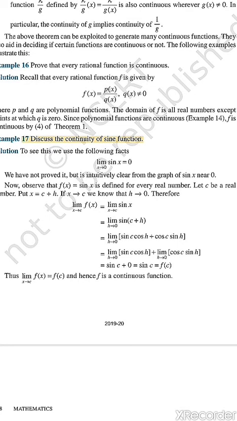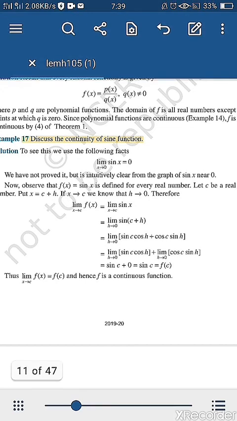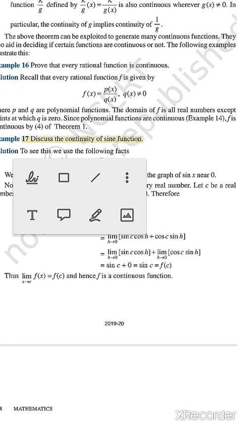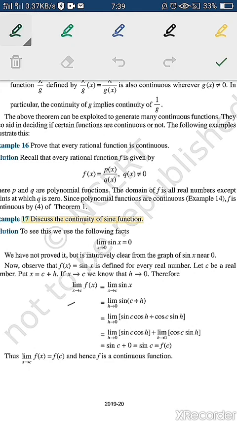Here you have to just find the limit of f of x as x approaches c. Once you find the limit as x approaches c of f of x, you will put f of x as sine of x. Now, limit x tends to 0, it means x approaches c plus h. Apply the formula sine of a plus b, that is sine a cos b plus cos a sine b.